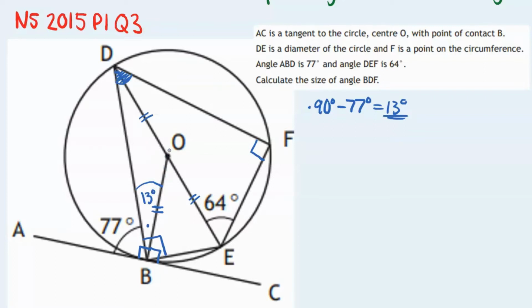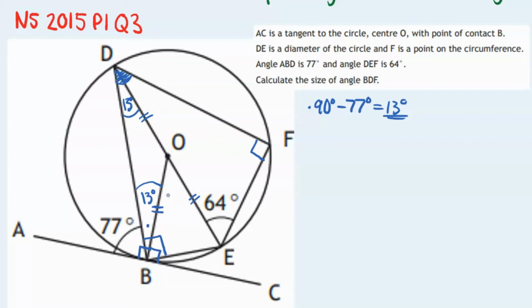Now, like I said, hopefully you spotted that it's an isosceles triangle OBD, because we have the radius line OD and the radius line OB. So since it's an isosceles triangle, this corner will be 13 degrees, but also this top corner here will also be 13 degrees. So we found a crucial angle there as part of angle BDF.